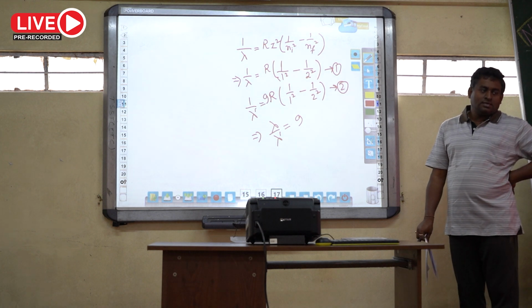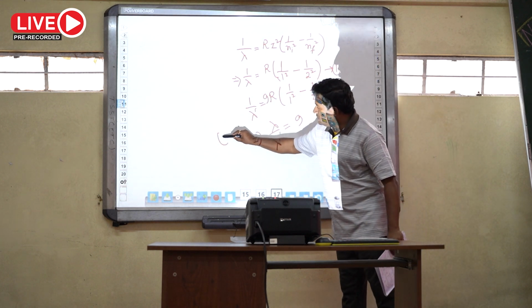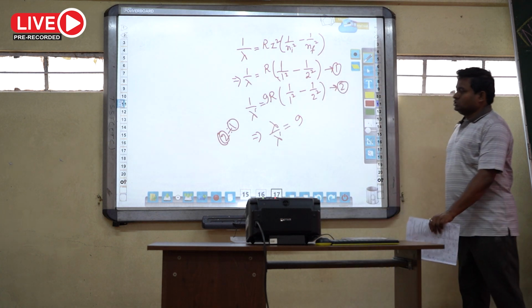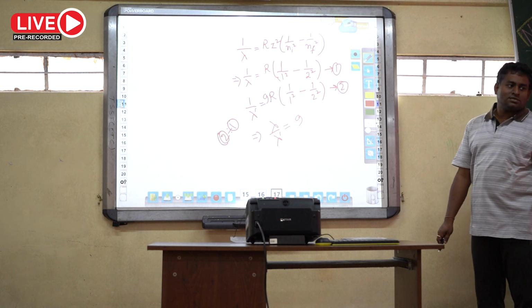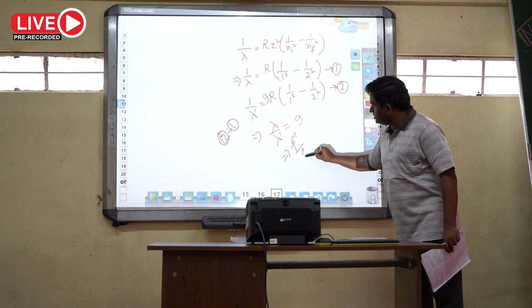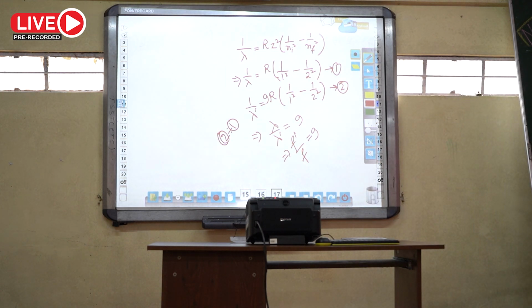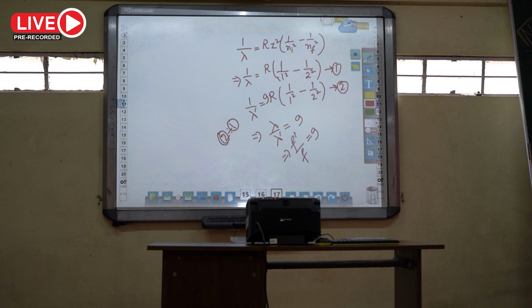Lambda by lambda prime, equation 2 divided by equation 1. So it will be 9. So ratio of the wavelength is inverse of the ratio of frequency. That is f prime by f is 9. So f prime equal to 9f. Because frequency equal to c by lambda, so inverse of the wavelength ratio is the ratio of frequency.